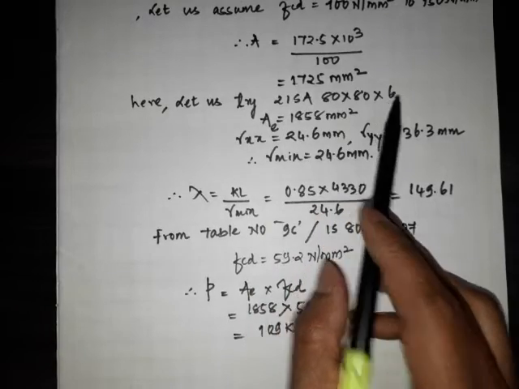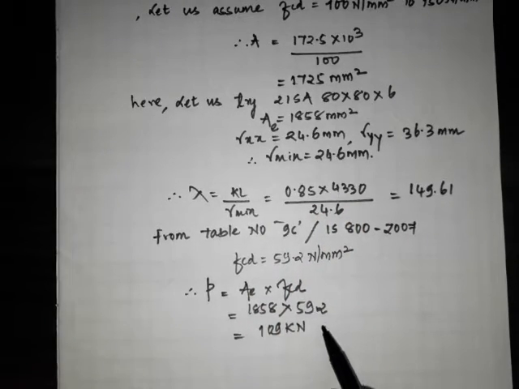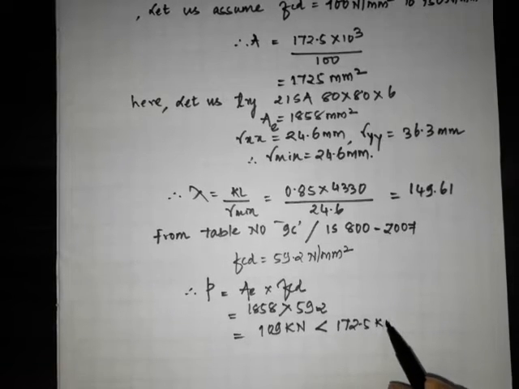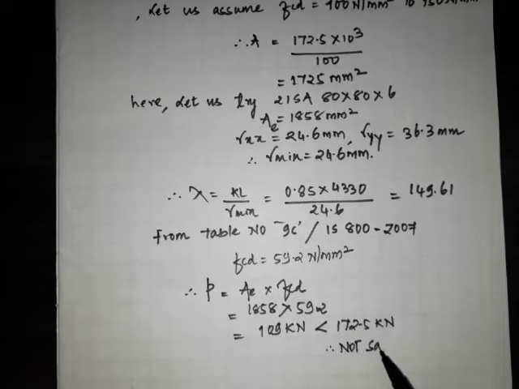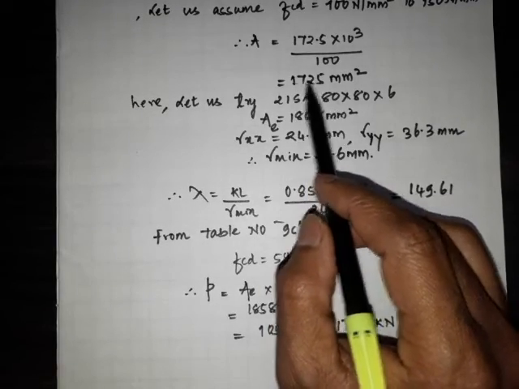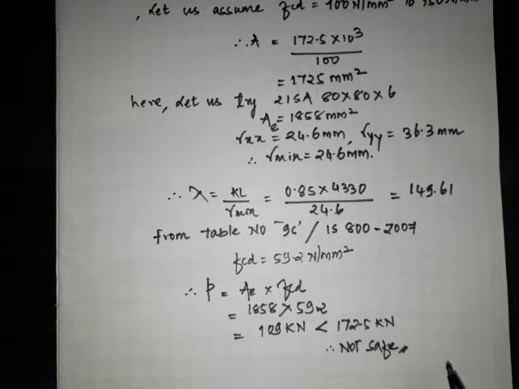2 ISA 80 by 80 by 6 is 109, which is less than 172.5 kilonewton. Therefore it is not safe. The member is not safe. So what you have to do? You have to revise the section and go for a higher section, having area more than this. So we'll go ahead again and revise the section.